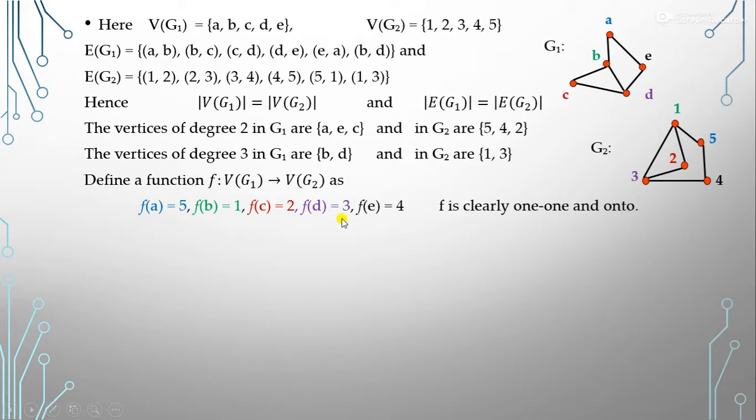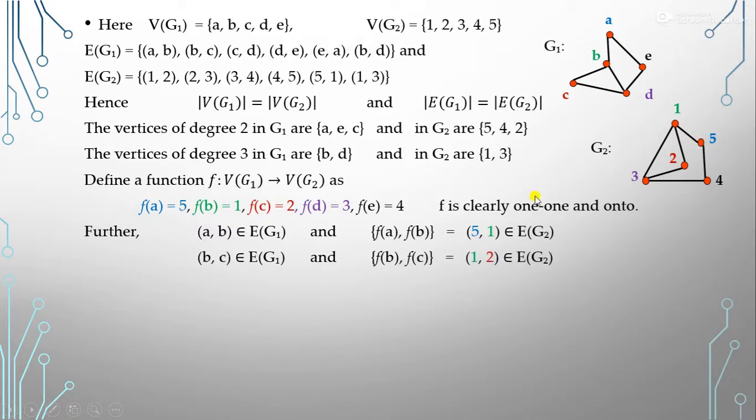Now further, for the adjacency, what we check is this: edge AB belongs to G1, meaning in G1 the edge is AB, and when we take the mapping f(A) and f(B), f(A) and f(B) should be there in graph G2. So f(A) f(B), what is it? f(A) is 5 and f(B) is 1. So is 5 1 an edge in G2? Yes, 5 1 is an edge in G2.